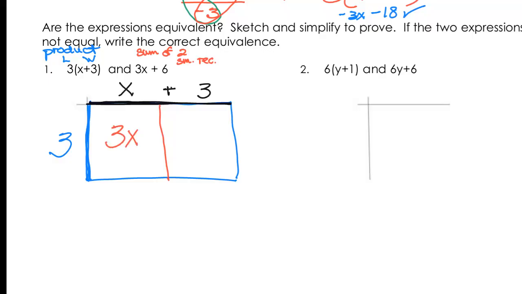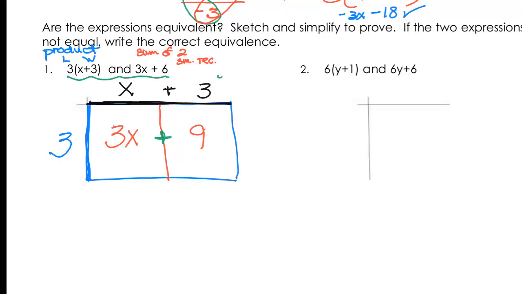3x. And I see over here I have 3 as the length. My width on top is 3. And what would be that area? 9. So this is 3x plus 9. So are these two equivalent then?